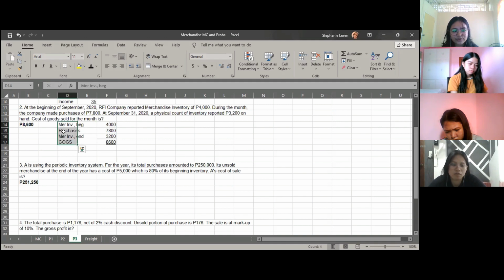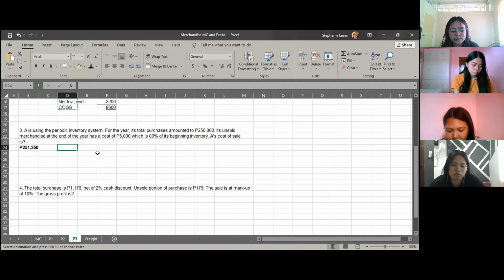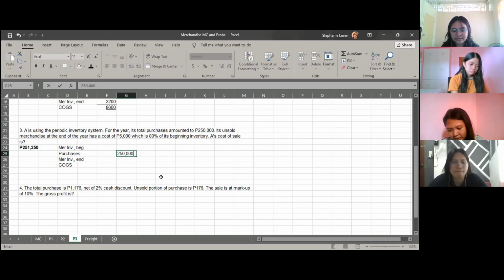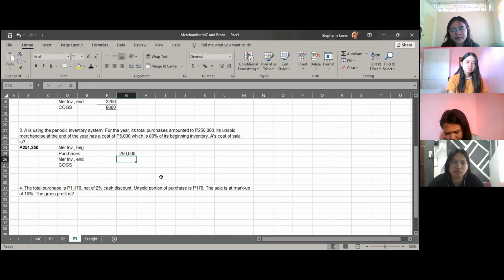Kunin ko lang to. Okay. Ayan. So, ayan. Ganito yung formula niya. So, given na yung purchases, your purchases is 250,000. And then, binigay niya sa'yo yung ending ng merchandise inventory niya, which is 5,000. So, ang hinahanap niya is cost of sales, pero hindi niya binigay yung beginning inventory. So, how do you solve for that? Sinabi niya na yung merchandise inventory ending is 80% ng beginning inventory.